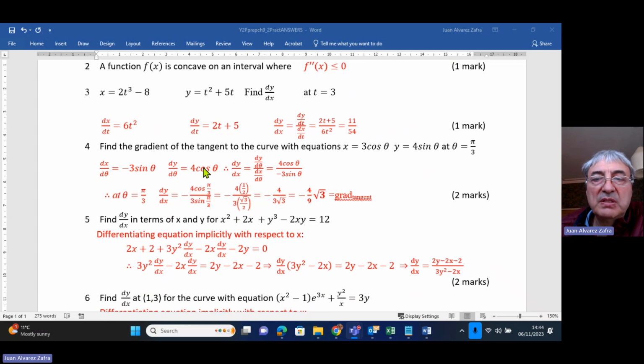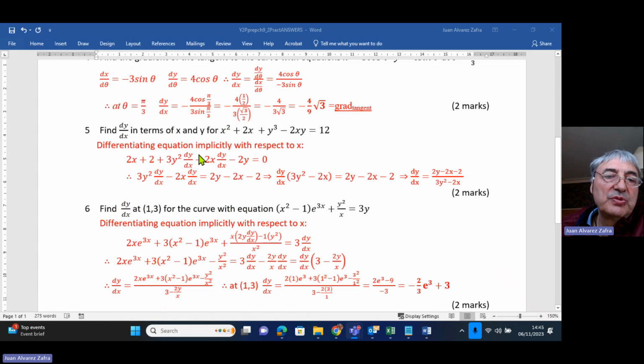We work out dy d theta by differentiating 4 sine theta to be 4 cos theta. We get dx d theta by differentiating 3 cos theta to be minus 3 sine theta. And then if we divide these out, we get 4 cos theta over minus 3 sine theta, or minus 4/3 cot theta. And then at theta is pi over 3, we get this gradient here, which is the gradient of the curve and also the gradient of the tangent.